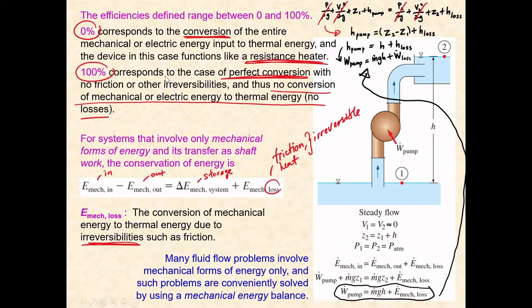100% corresponds to the case where there is a perfect conversion with no friction or other irreversibilities, and thus no conversion of mechanical or electrical energy to thermal energy. So no loss. So 100% basically refers to perfect conversion, meaning no loss in the form of thermal energy, no loss in the form of resistance.